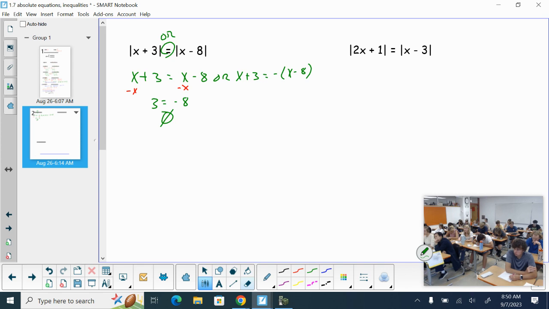But we can get some solutions out of the second one here. Distribute your negative through. So we have negative x plus 8. So 2x would equal our value 5, so x would equal 5/2. Again, if I would put 2.5 in here, I would get positive 5.5. If I put 2.5 here, I would get negative 5.5. Take the absolute value of both of them, I have equality then.